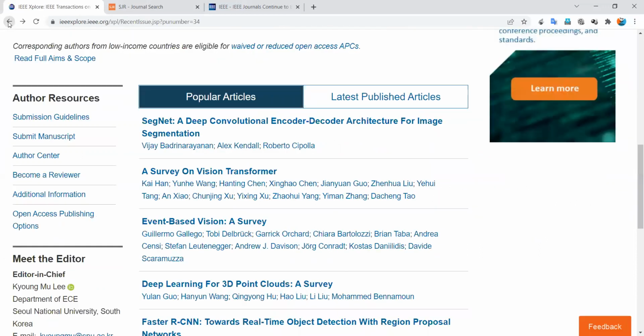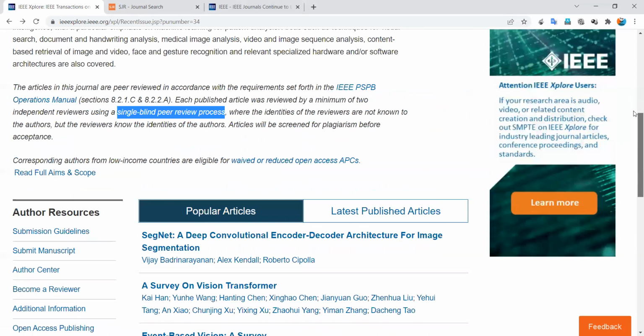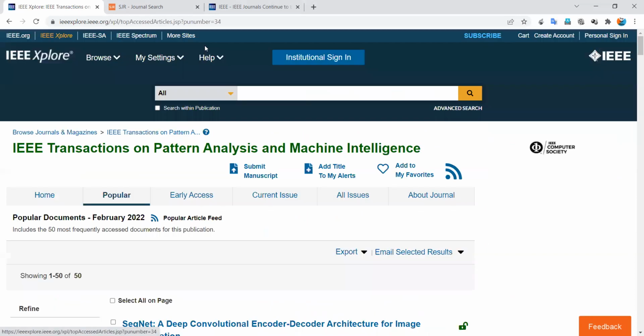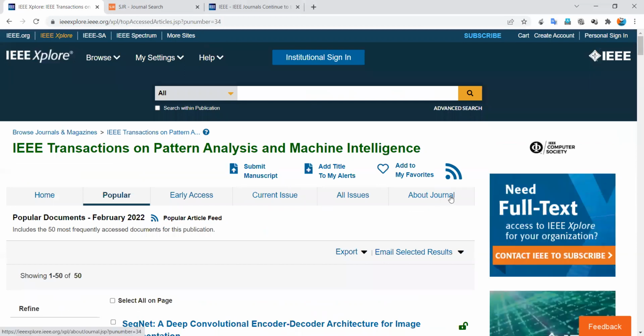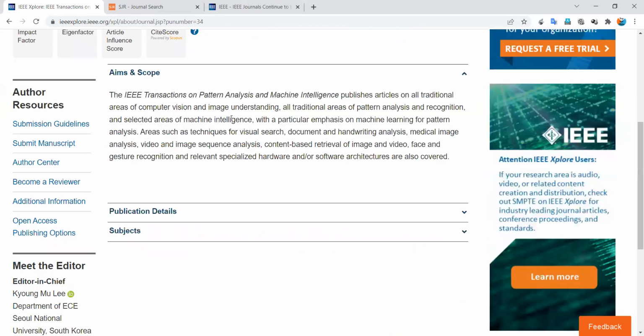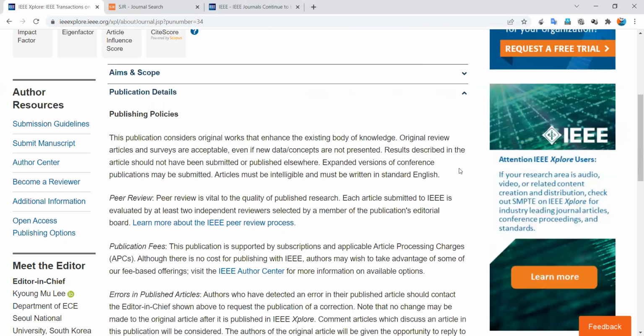Okay, now some of the information like early access etc. are provided here also. You can see some of the popular articles, then the early access, then the current issues, all issues about the journal. So we are only interested right now in about the journals. So in about the journals, here you can see that whatever aim and scope we have already discussed is given over here. Then the publication related details are provided here, that it's a peer review journal, and peer review is very vital to maintain the quality of the research.